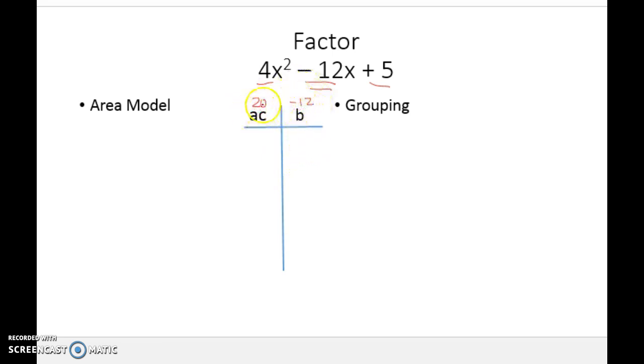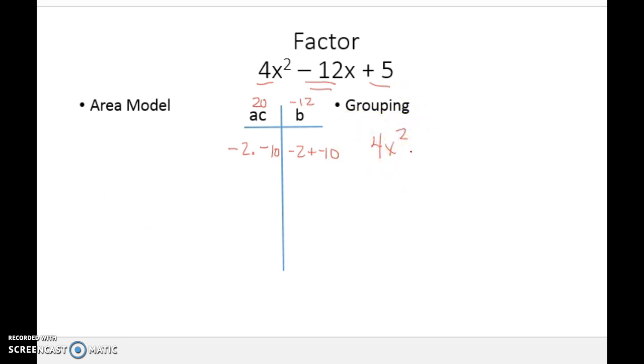Right? So in order to multiply and get a positive, yet add and get a negative, they're both going to have to be negative. And I notice they're going to be negative 2 and negative 10. If I multiply, I get a positive 20, yet negative 2 plus negative 10 is a negative 12. All right, so we could do this with the area model. For time's sake, I am going to go ahead and do it by grouping.